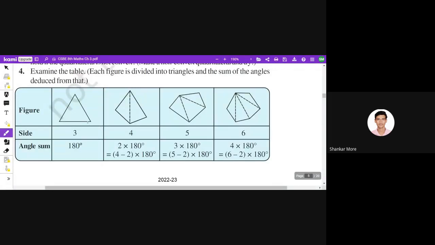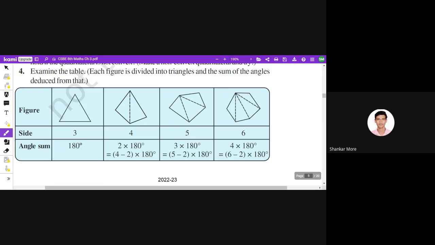So now we have to find out the sum of angles of any polygon. Okay, not quadrilateral, I would say polygon. We all know that the sum of angles of a triangle is 180 degrees, and I think we have proven this as well in seventh standard, right? There were proofs as to why the sum of angles of a triangle is 180 degrees.